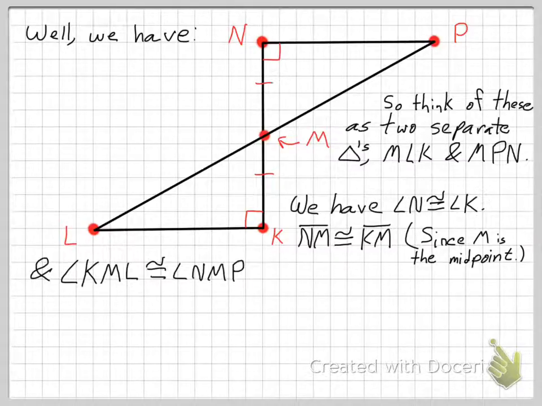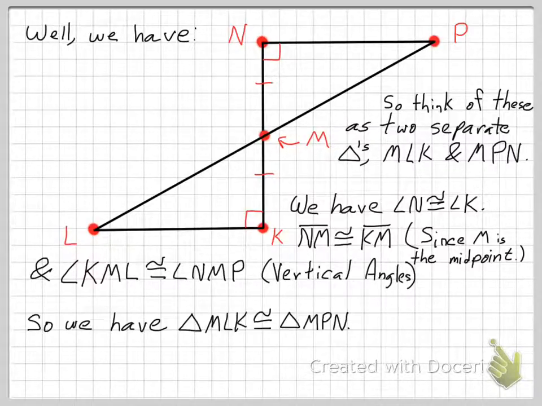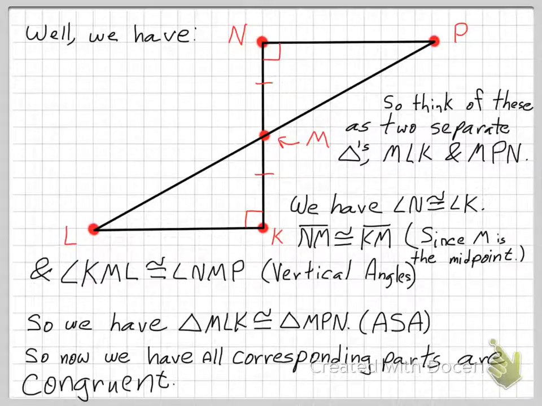And we also have angle KML is congruent with angle NMP. In other words, this angle must be congruent with that angle, and that's true because of vertical angles. So we have everything we need to say that triangle MLK is congruent with triangle MPN. They're basically the same triangle, and that's because of ASA, angle side angle, where the side is literally in between the two angles. And so now all corresponding parts of these two triangles are congruent.